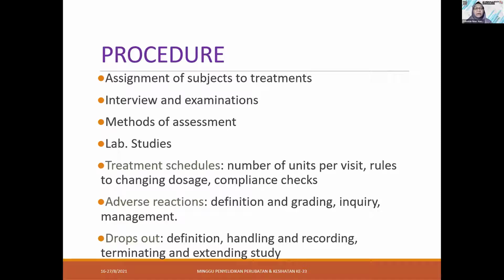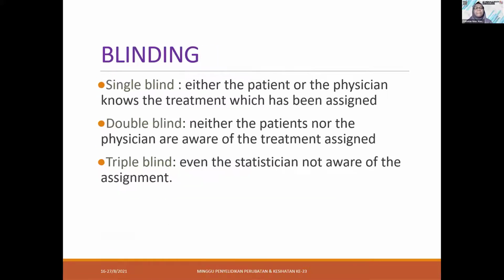Then we need to think about dropouts. We need to define who the participants are that, after the treatment, we want to drop out from the study. We decide whether we exclude them or handle and record them well and treat them accordingly, and maybe we need to extend the study or not. So this needs to be determined as a procedure in the experimental study.